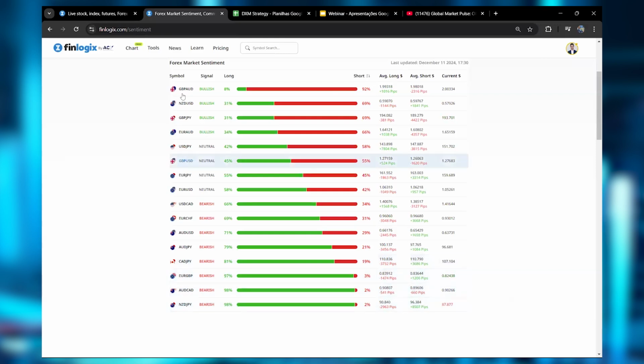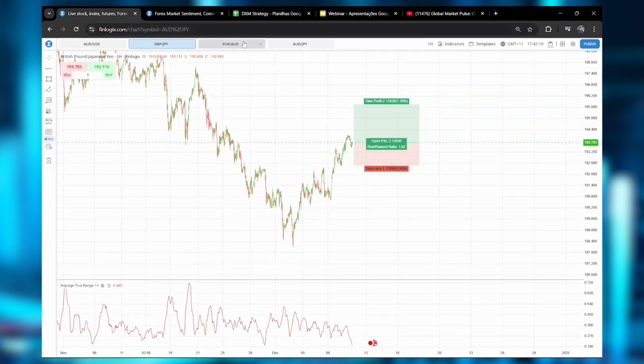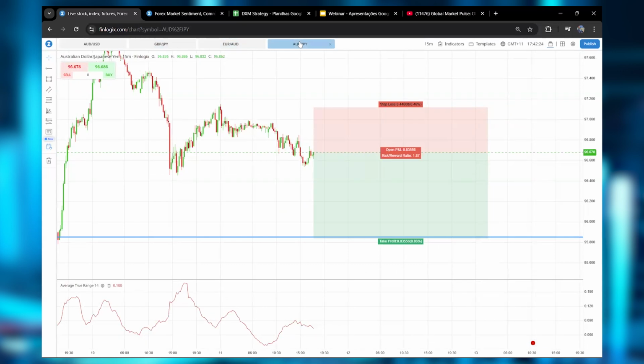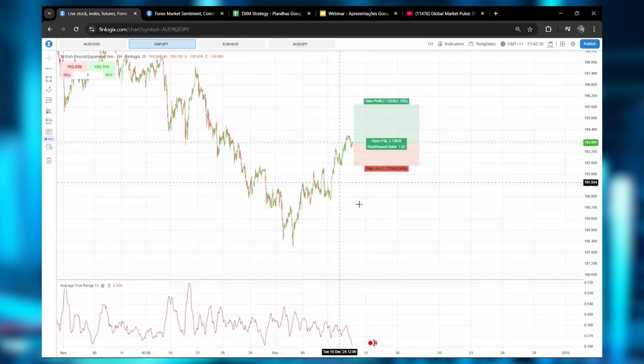CAD JPY, Euro Pound, Aussie CAD, NZ dollar. So I think this is plenty of trades for us to be following during the week. GBPJPY long, Euro AUD long, and Aussie JPY short. If we're going short here, we have a positive exposure on Japanese yen, and if we go in here, we have a negative exposure on yen. So we're positive exposure on GBP. It kind of makes sense.